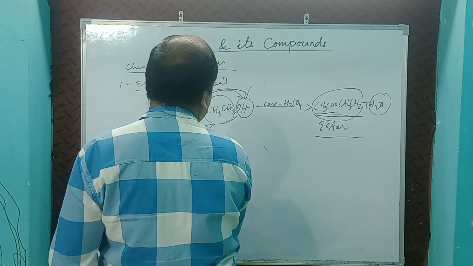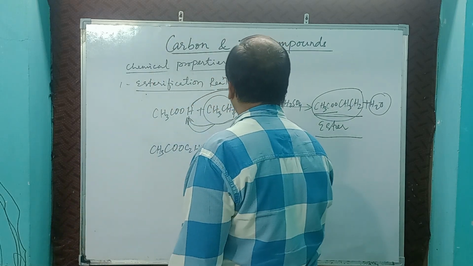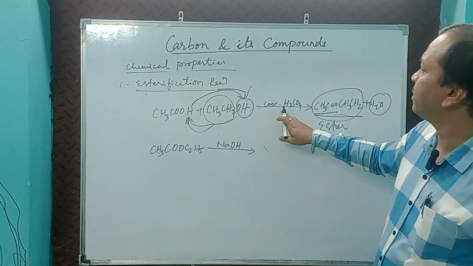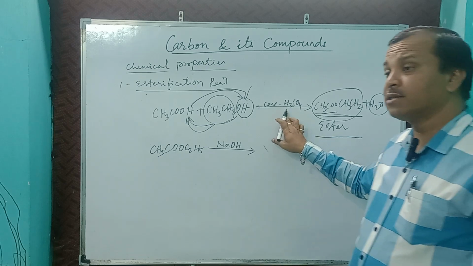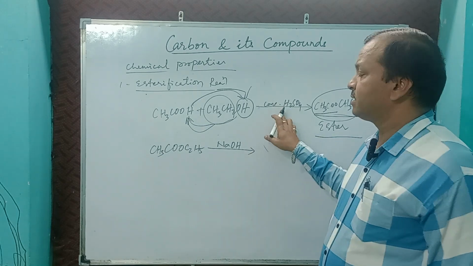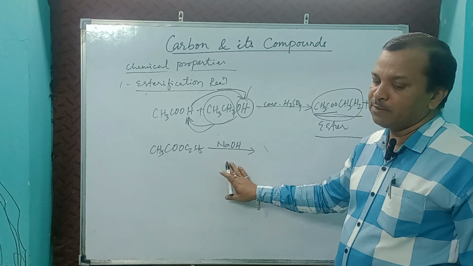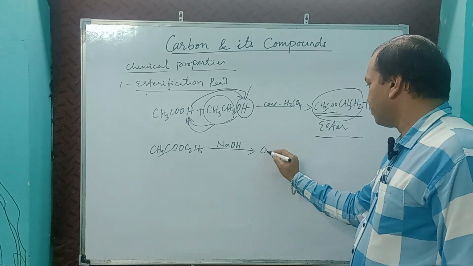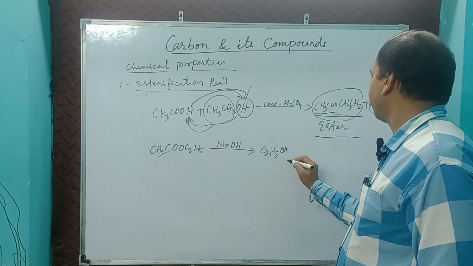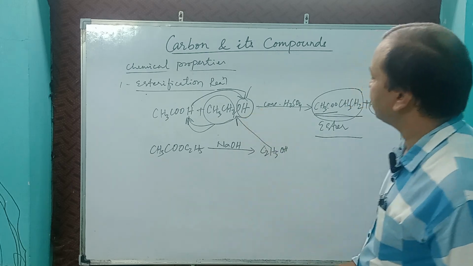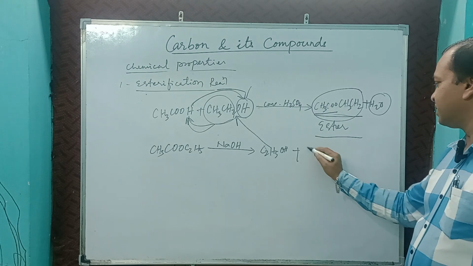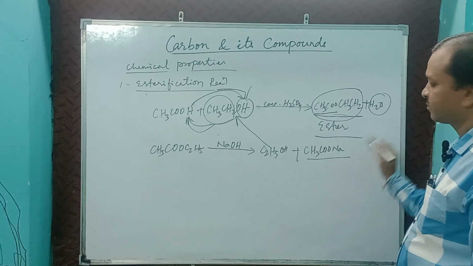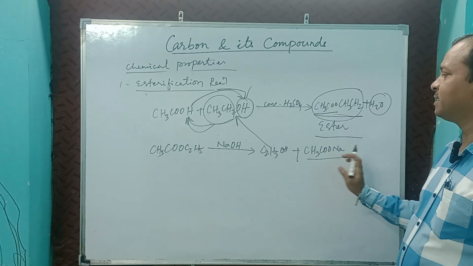CH3COOC2H5, when it is treated with NaOH. Look here, what is the difference? Here we are treating with concentrated H2SO4, an acid; here, a base. When it is treated with base, we get ethanol again, C2H5OH, plus CH3COONa, whatever is left you write. This is sodium acetate.